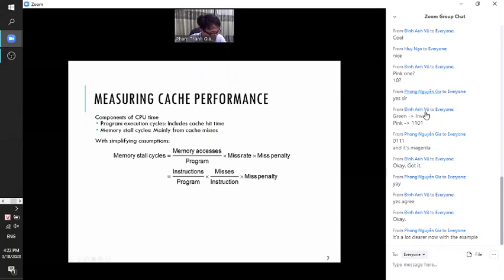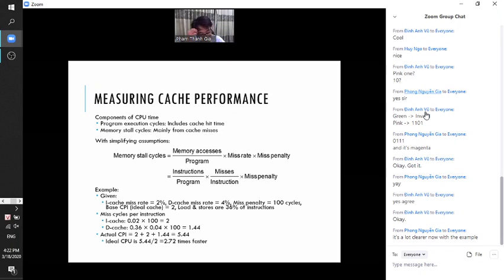Okay, this is about how the cache operates, and not just about predicting, but how we measure and how using the cache performance can improve the systems. For example, the cache performance component of CPU time is the program execution cycles, including cache hit time and memory stall cycles, mainly from the cache miss.